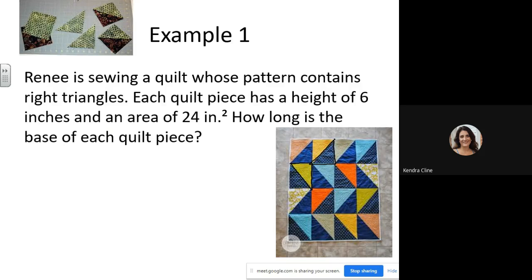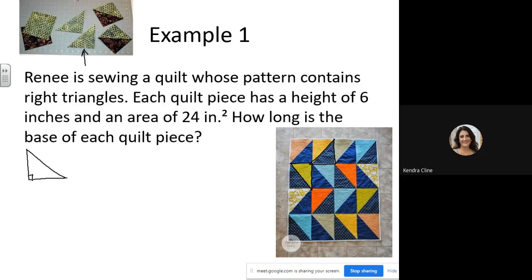So what we're going to do is focus in on the shape that we're working with here. It says it contains right triangles. Notice those are right triangles. Right triangles, if you'll draw the shape with me, have a 90-degree angle there. So it's like the corner of a desk or a door or the corner of a room, a 90-degree angle.